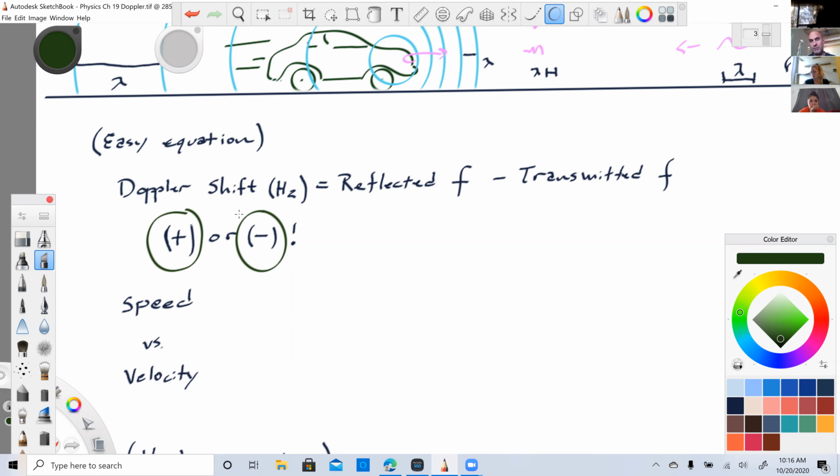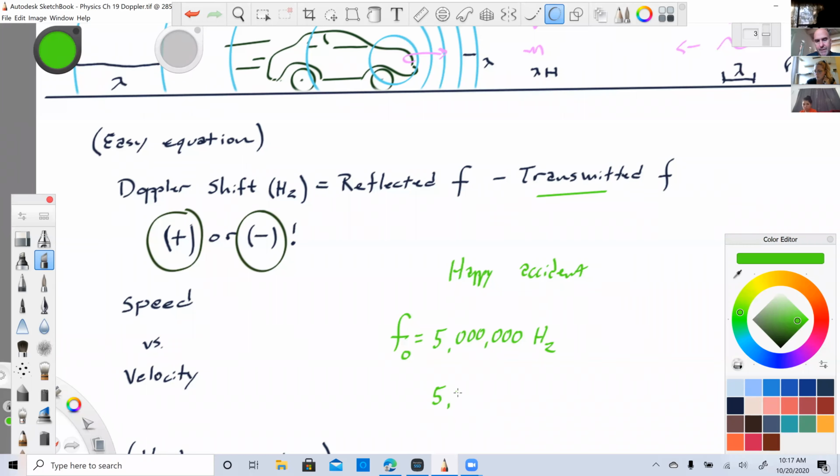So, reflected frequency minus transmitted frequency. The happy accident, and we're going to write that down. I like ultrasound, it has a lot of happy accidents. The happy accident of Doppler ultrasound is that, let's say we put in 5 million hertz. That's your transmitted frequency. I also like to say F0. Your operational frequency is 5,000 hertz. But the reflected frequency, the frequency that comes back to the transducer, is now, did I say 5,000? I meant 5 million.